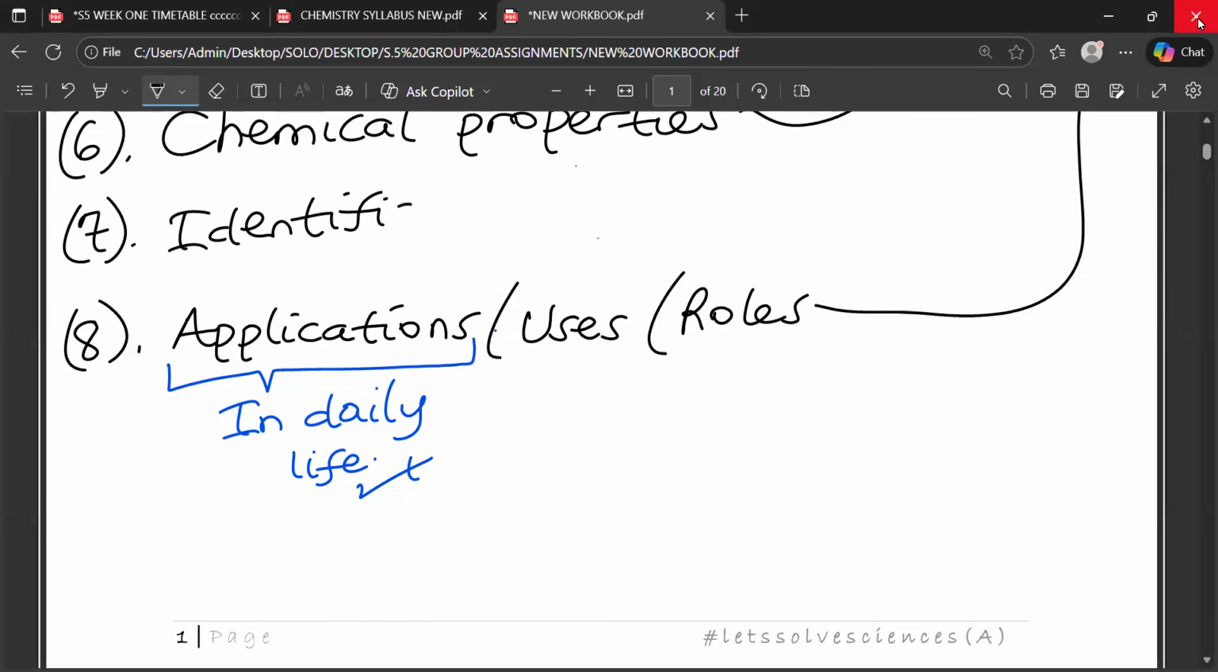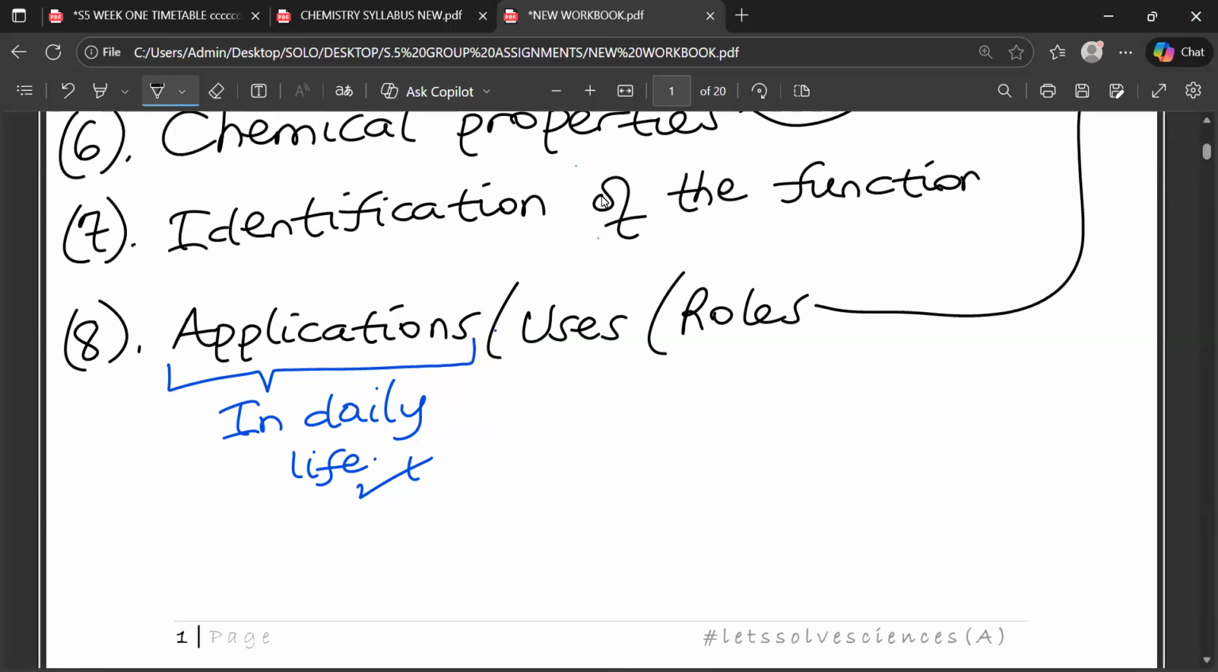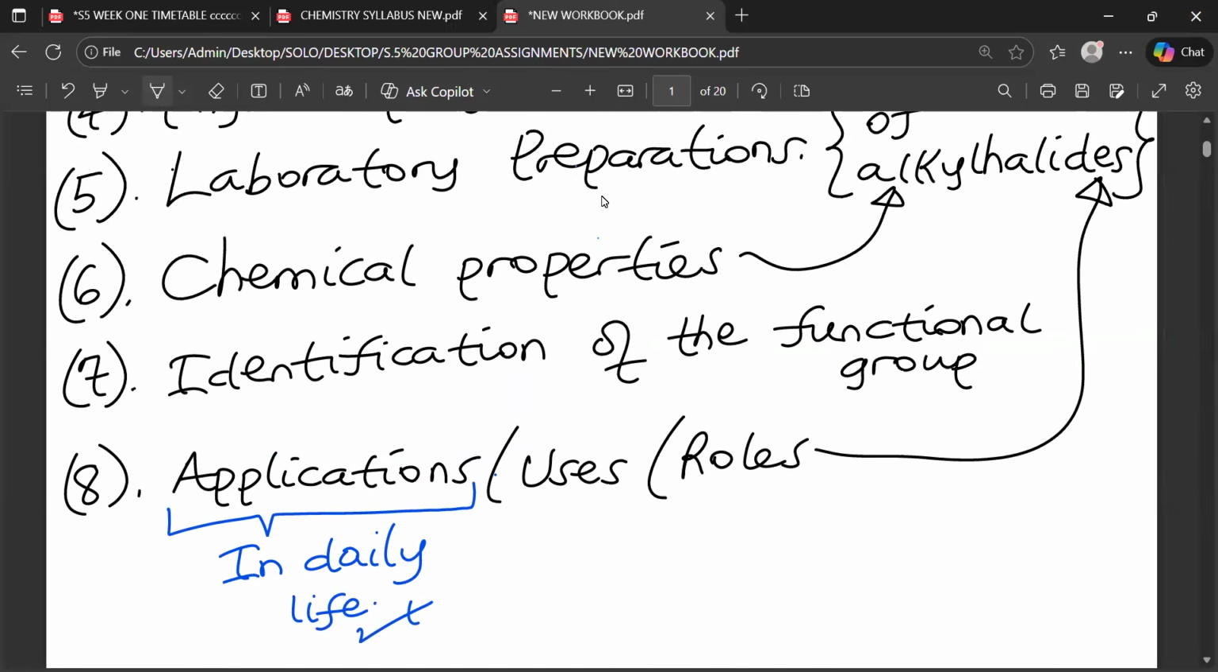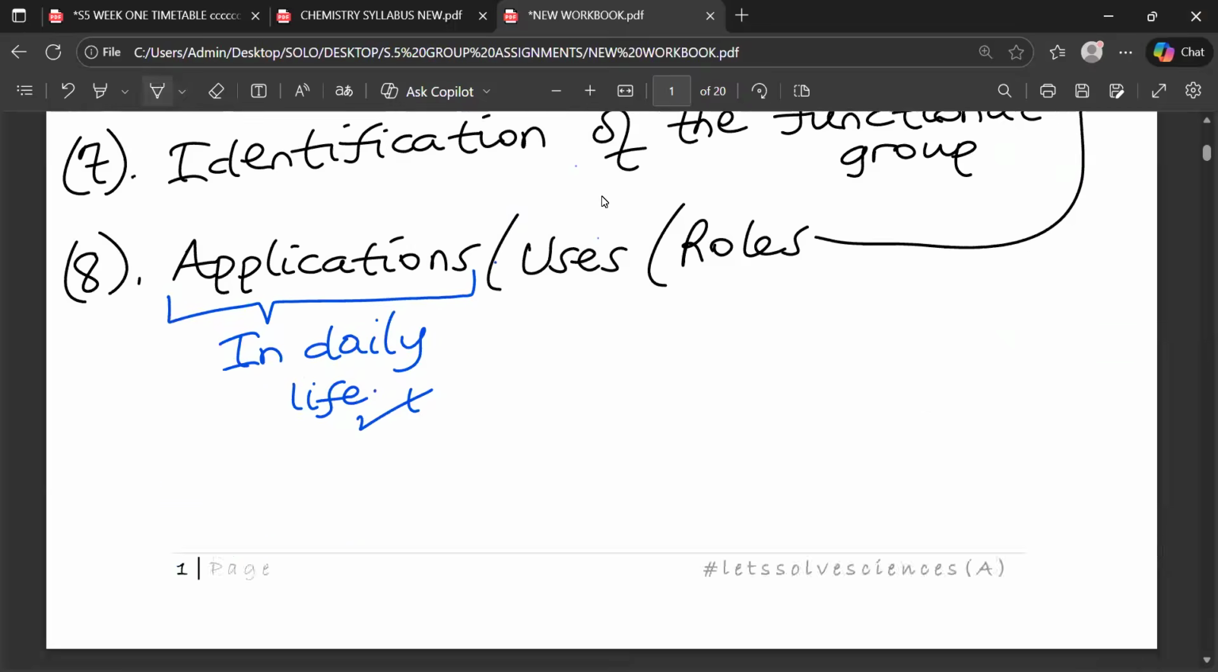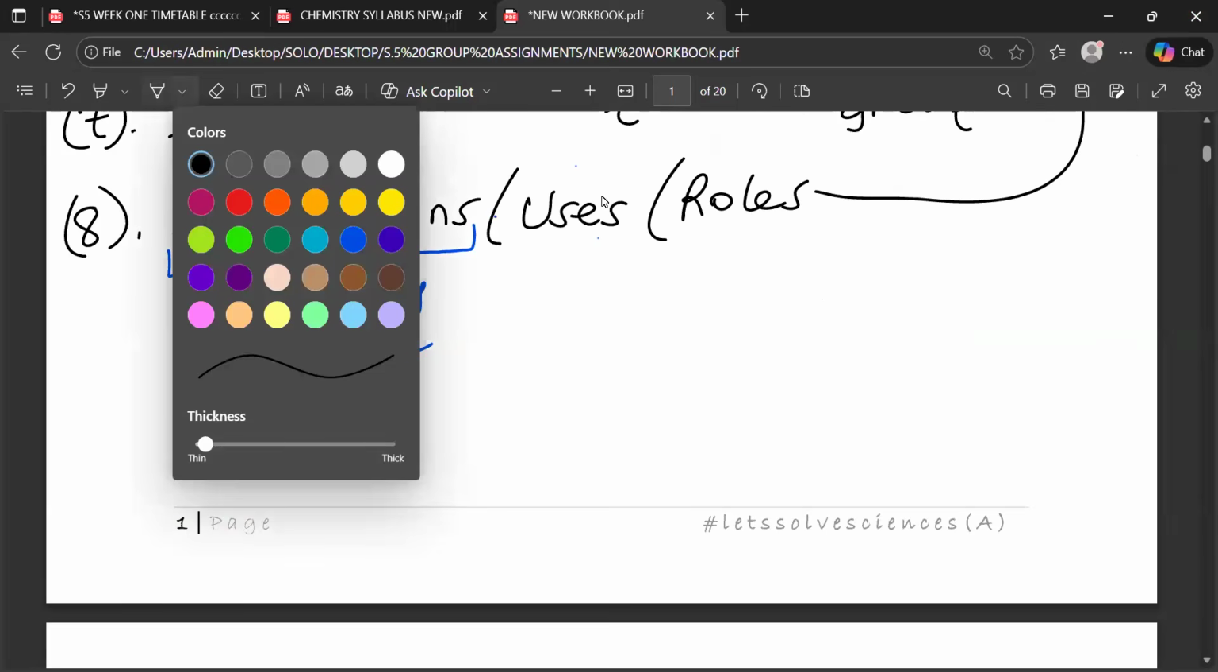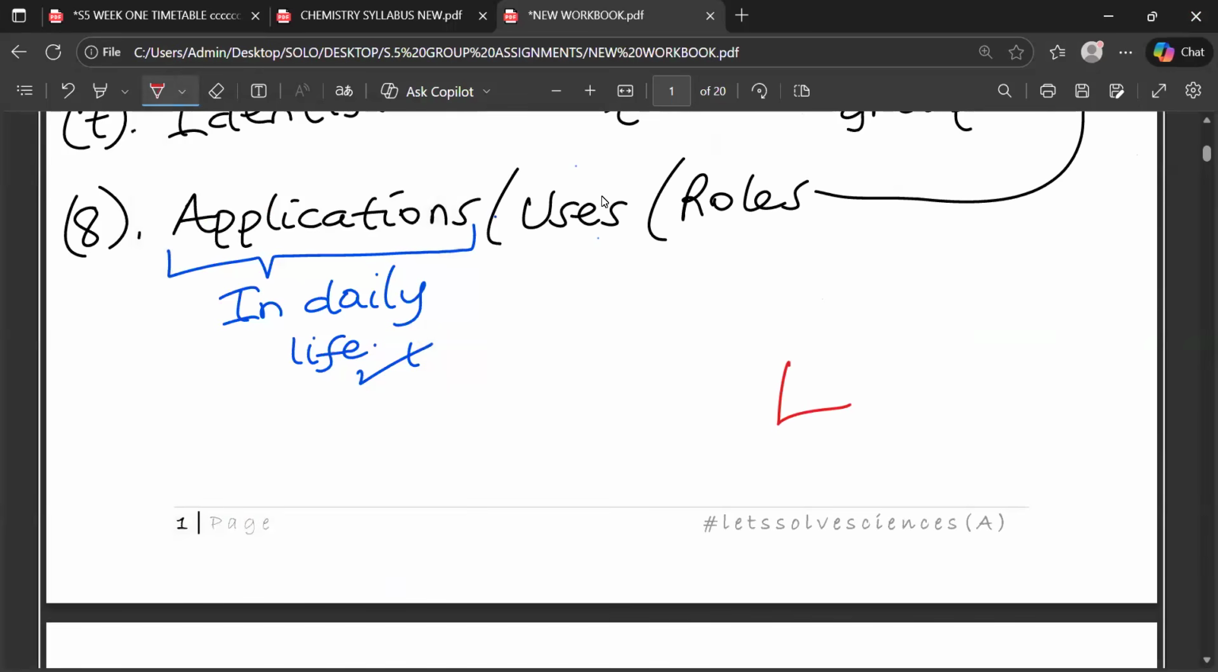And I don't usually teach this. I always refer you to a certain video, which we are going to locate again. So it's identification of the functional group, of course, of alkyl halides. Yes, functional group of alkyl halides. So people trust me, when all that is done, that's how we come up with the end of the topic.